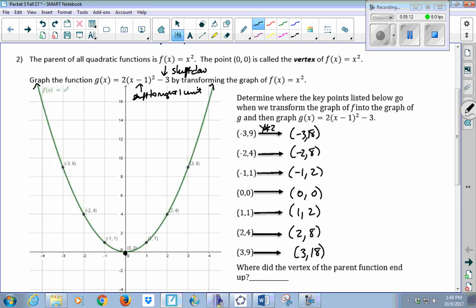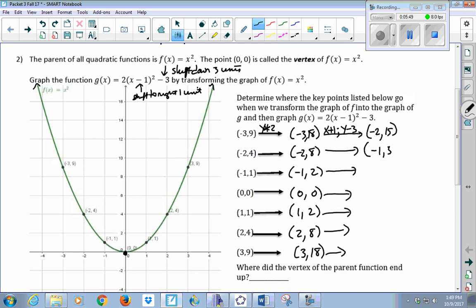So we're going to shift down 3 units. So this says I'm going to add 1 to my x values and subtract 3 from my y values. So let's do both of those steps together. We're going to take our x values and add 1 to them because we're going to shift them to the right, and we're going to take our y values and subtract 3 from them. So this first point here, negative 3, 18, will become negative 2, 15. So I'm going to perform those two operations on the remaining points. So add 1, negative 1, 5.